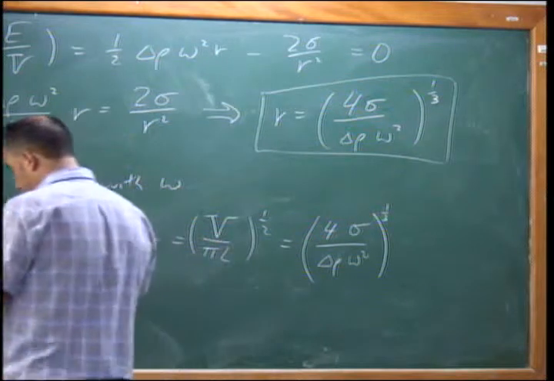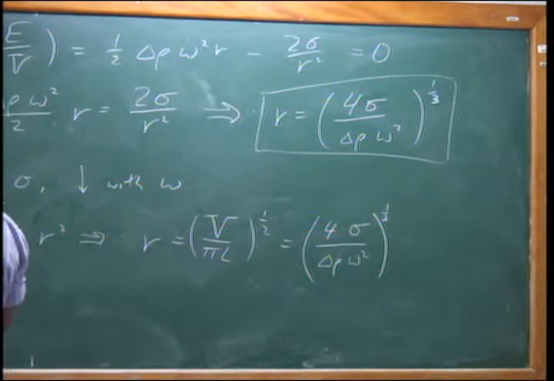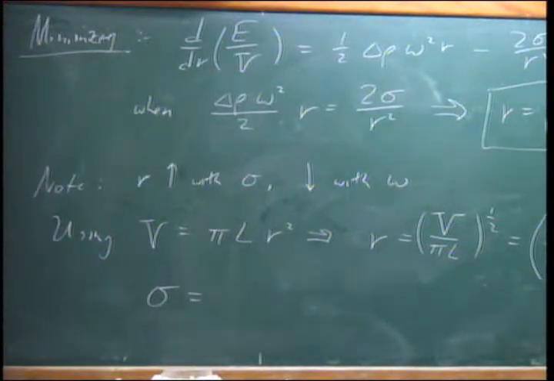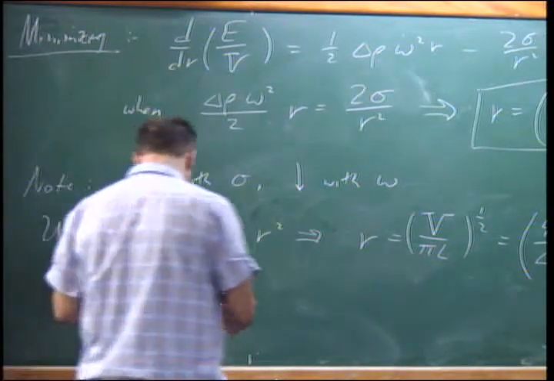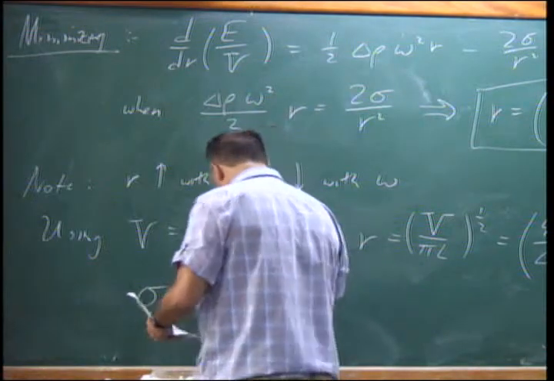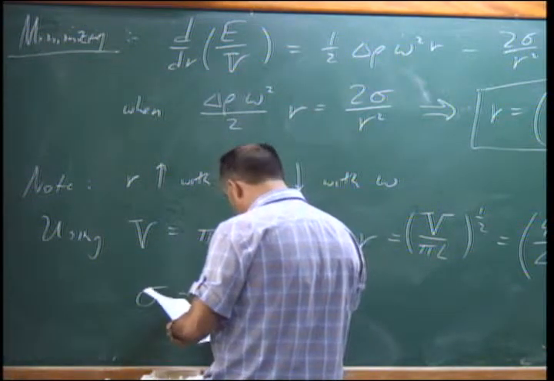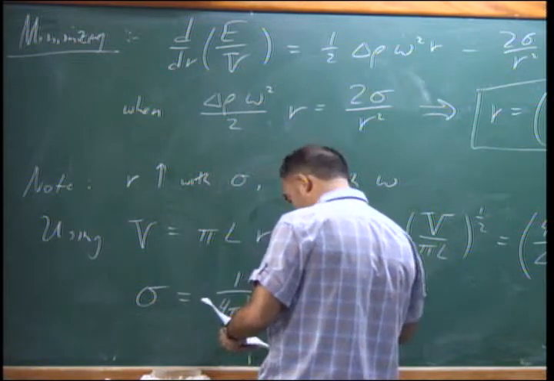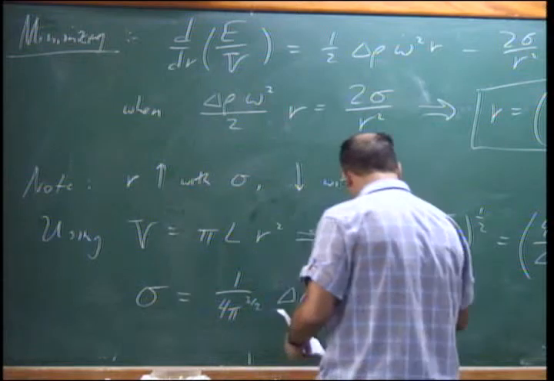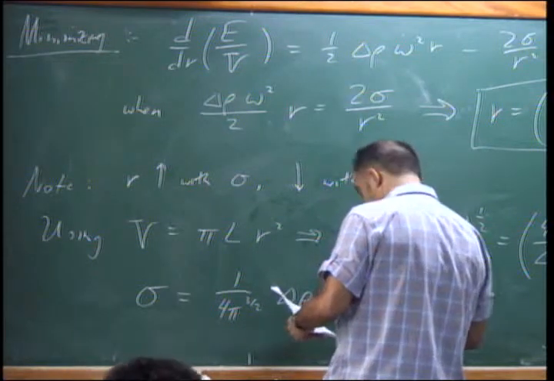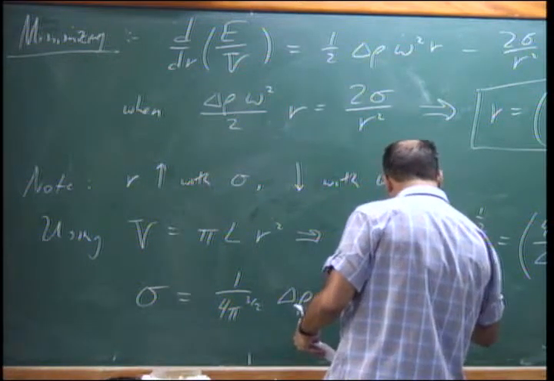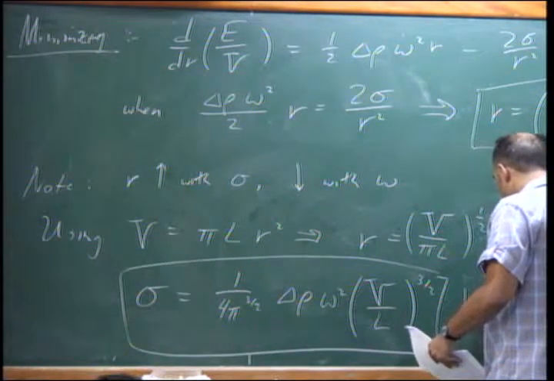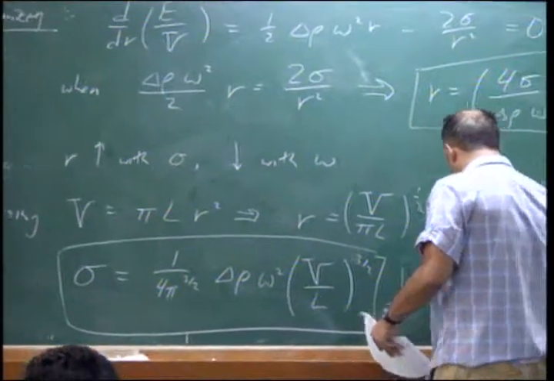Okay, and so this tells us that the surface tension we can express. So this is, after all, a surface tensiometer. This is a device for measuring surface tension. We want to be able to express it in terms of the system parameters. So 4 pi to the 3 halves, and then we have delta rho omega squared V over L to the 3 halves. And this is Vonnegut's formula.